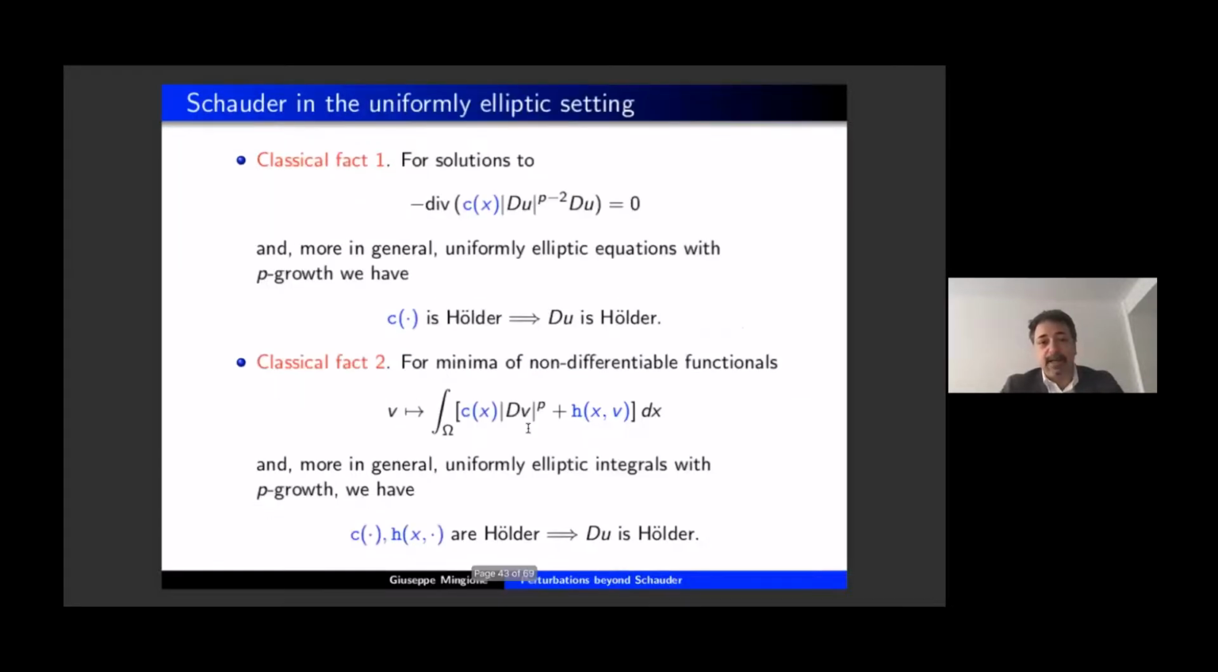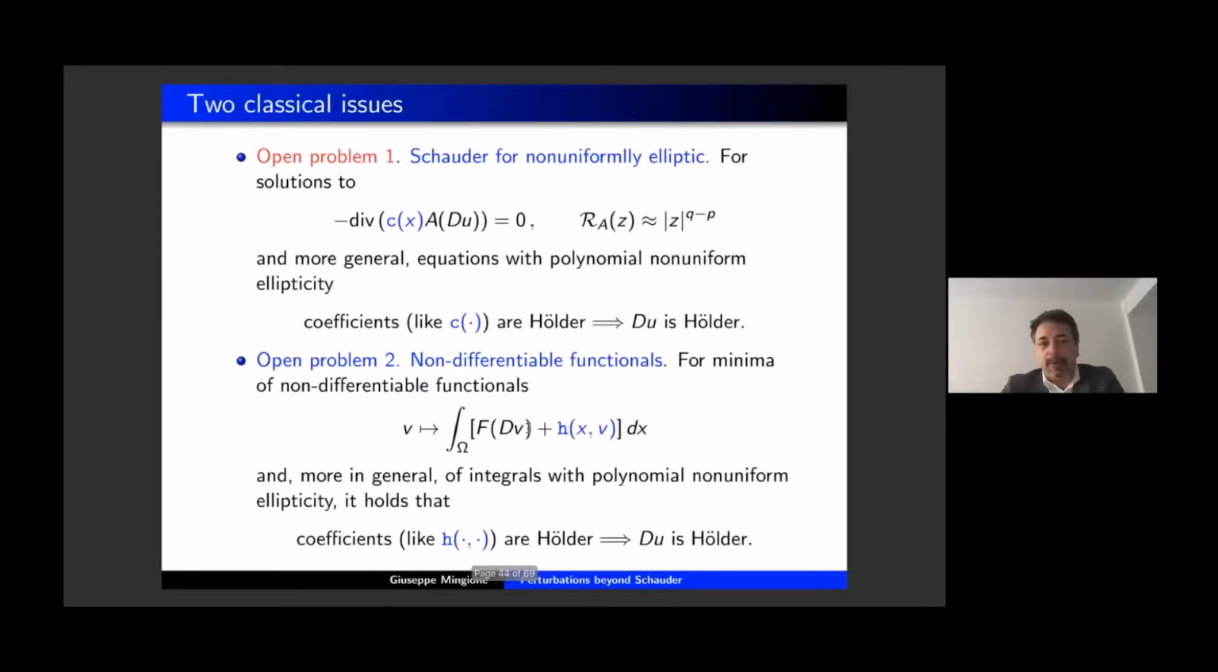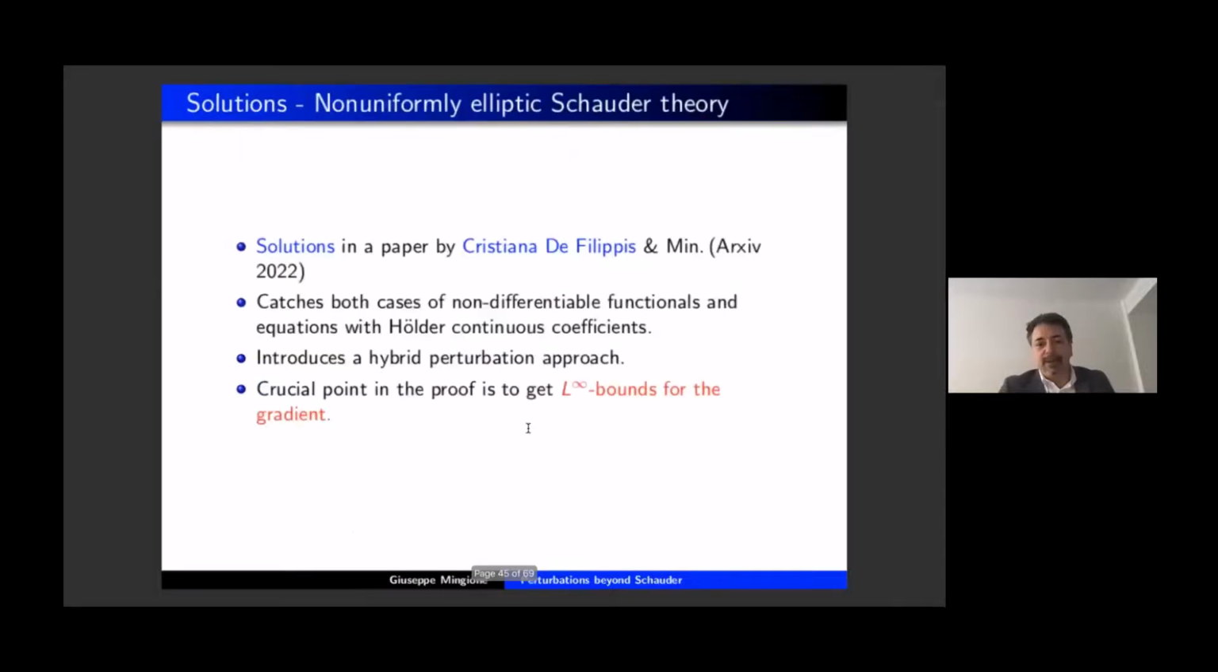So these are the classical facts in the uniformly elliptic case, and the classical two open problems in the non-uniformly elliptic case. Today I would like to describe the solution to both problems recently obtained in a paper by Cristiana De Filippis from Parma and myself. We solve both issues, and the point is that we introduce a hybrid perturbation technique. Actually, we do not use perturbation.